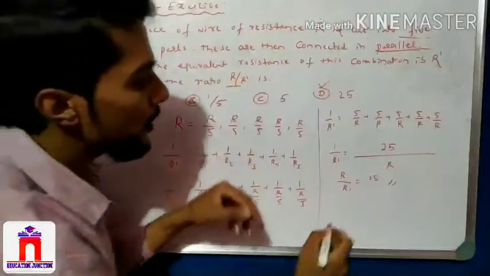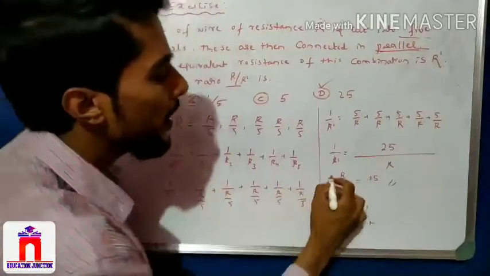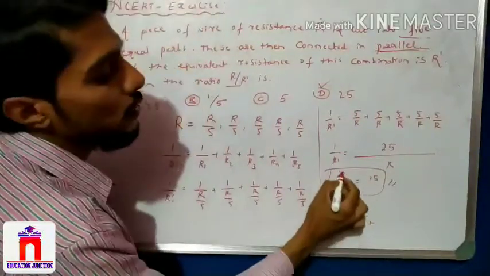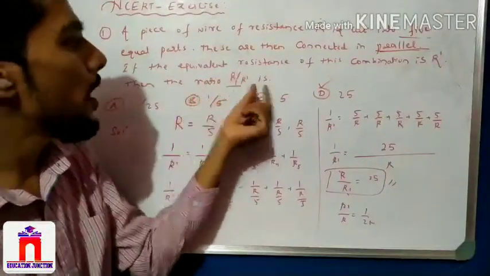If they ask the reverse, R dash by R, it is 1 by 25, the reciprocal. But here the question is about R by R dash, which is 25. So the ratio of R by R dash is 25.